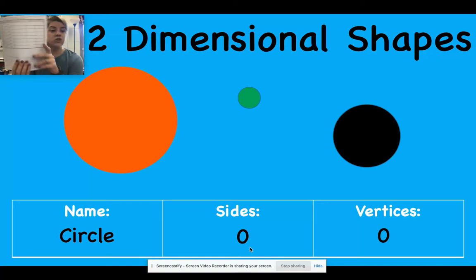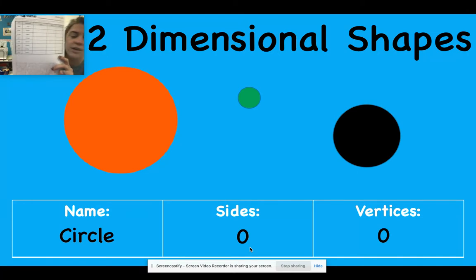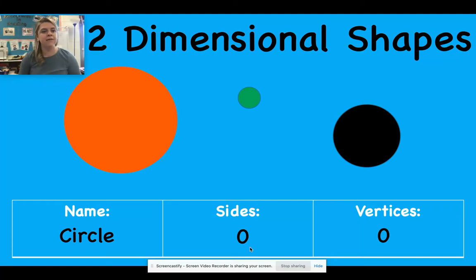So it's going to look like three zeros, because the drawing of a circle is going to look like a 0 as well. But you should have a circle drawn here, 0 sides, and 0 vertices. Okay? Let's look at our next shape. Here we go. Ready?